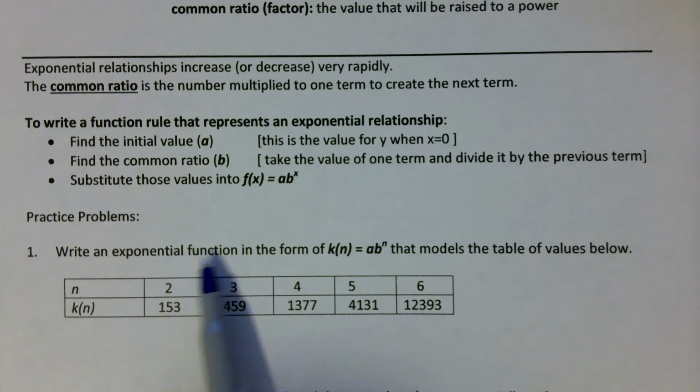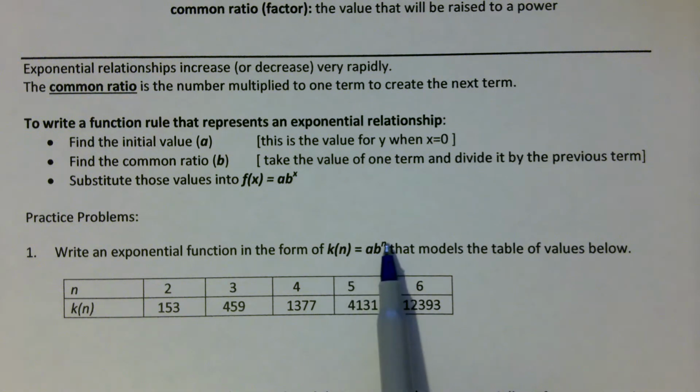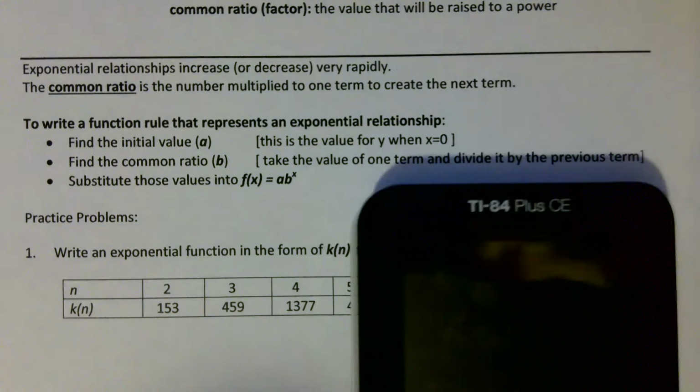You were asked to write an exponential function in the form of k of n equals a b to the n power that models the table of values below. So when I take a look at this, I can find my common ratio if I take any term and I divide it by the previous one. So let's try that.